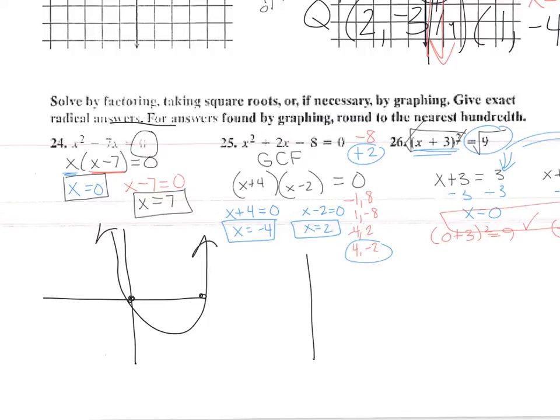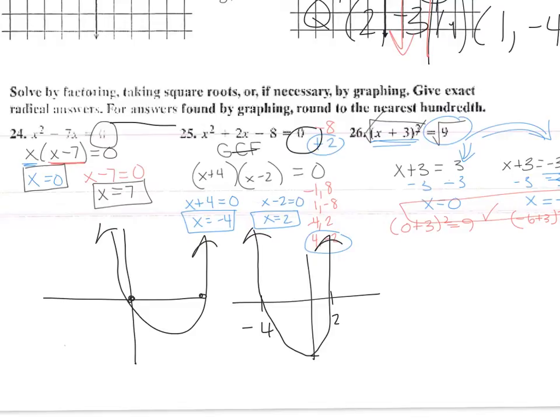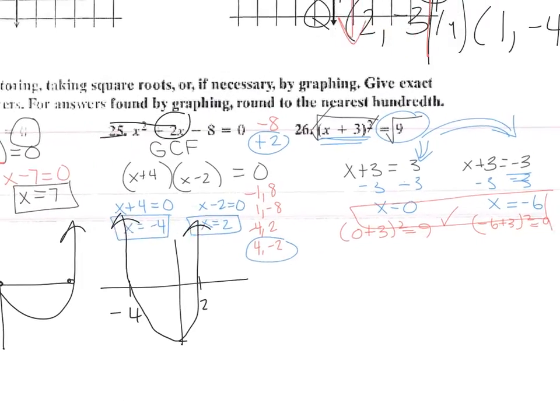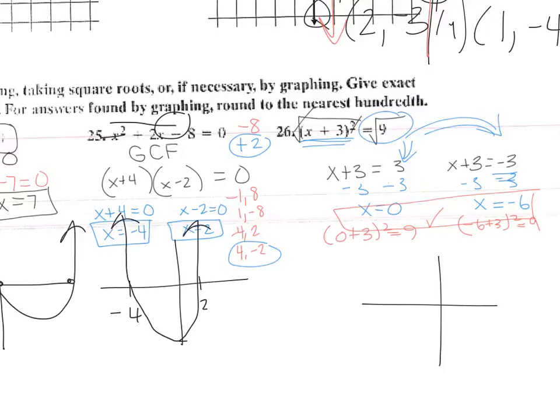This parabola opens up because it's positive, and it has roots at negative 4 and 2. And a y-intercept of negative 8, so it looks something like this. This parabola opens up, and it has roots at 0 and negative 6, something like this. So your solutions are where it crosses the x-axis. So you could have problems that don't have solutions, or real solutions.